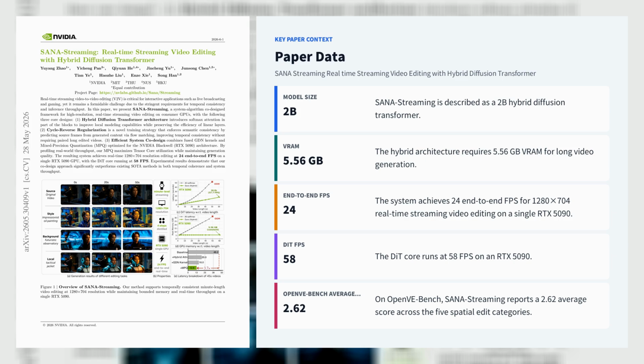To train without paired long edited videos, the paper introduces cycle reverse regularization, where a forward edit is followed by a reverse prompt that reconstructs the original source chunk using a flow matching loss, improving long-range consistency and reducing drift. The system also distills a causal VAE decoder from the LTX2 VAE, so streaming decoding does not depend on future frames, and it pairs this with Triton-fused GDN kernels plus mixed precision quantization on NVIDIA Blackwell, yielding a 1.59 times DiT speedup over BF16 and 24 end-to-end FPS at 1,280 times 704 on a single RTX 5090.